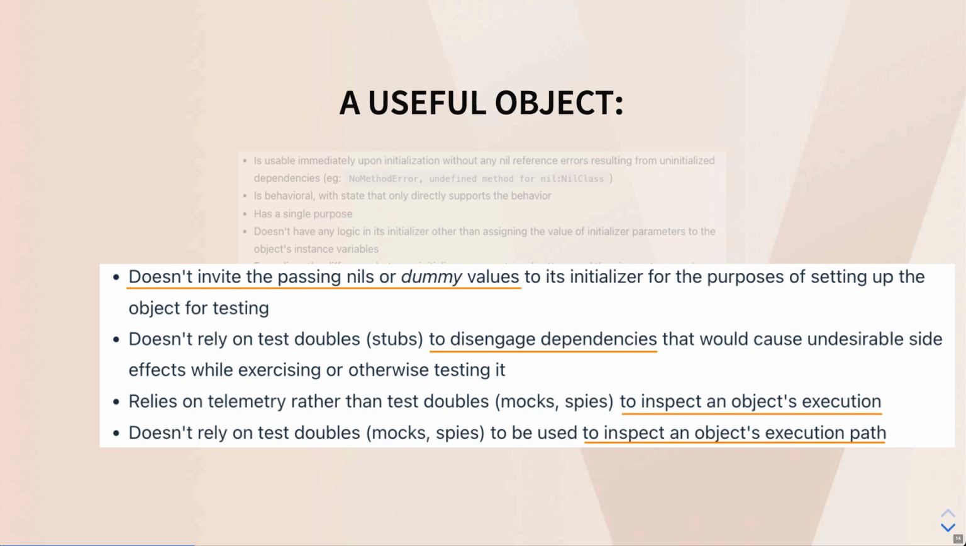And the last 4 points are about testing. We shouldn't pass nil or dummy values to the initializer just to prepare our test. We shouldn't disengage dependencies, which means not using stubs, dubs. We should have some telemetry and options to observe the execution of our objects, and we shouldn't use for that any doubles, mocks, because they are brute force techniques, and we will talk more about this when we see some code.